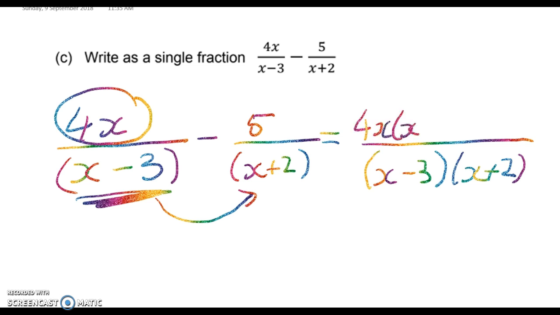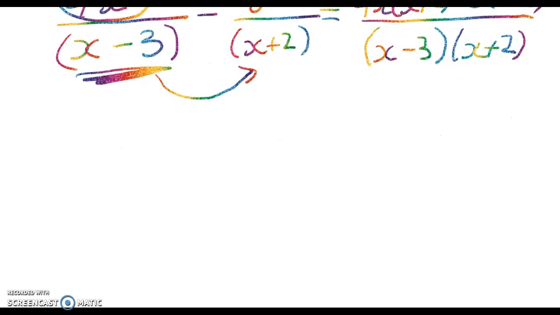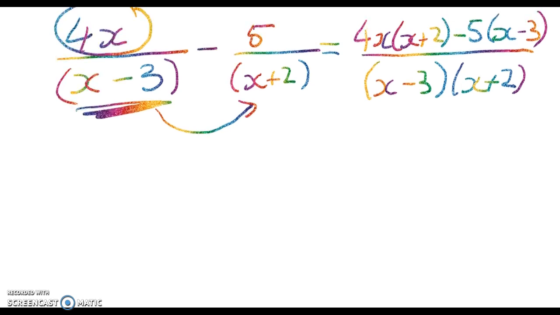4x times x plus 2. Take away 5 times x minus 3. But we don't want to leave it like that. We want to clean that up. So that gives me 4x squared plus 8x minus 5x. Be careful with the 2 negatives, plus 15.